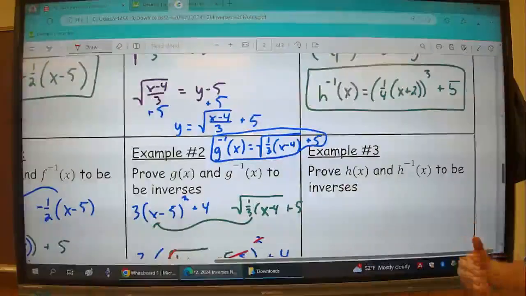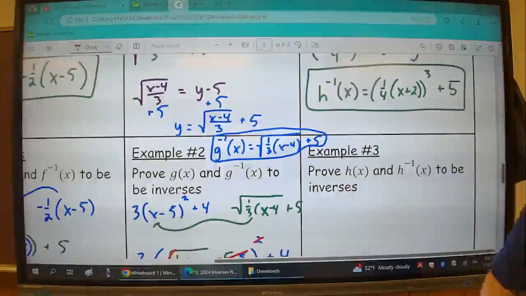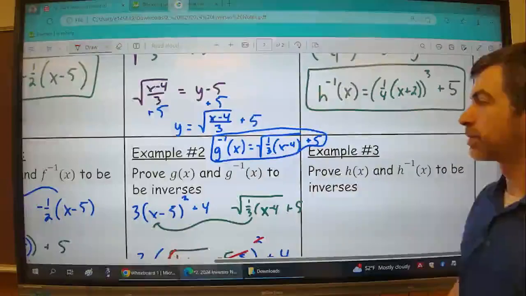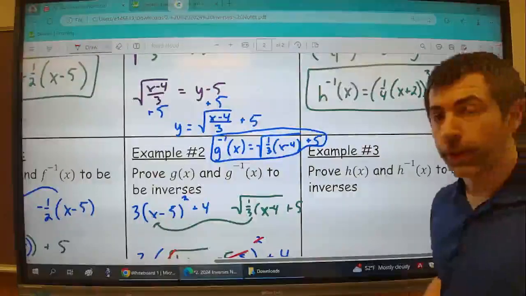Example number 3. Pause for a second. Go ahead and try this one. See what you can do with it, and unpause when you're ready to check out the answer. Welcome back. Okay.